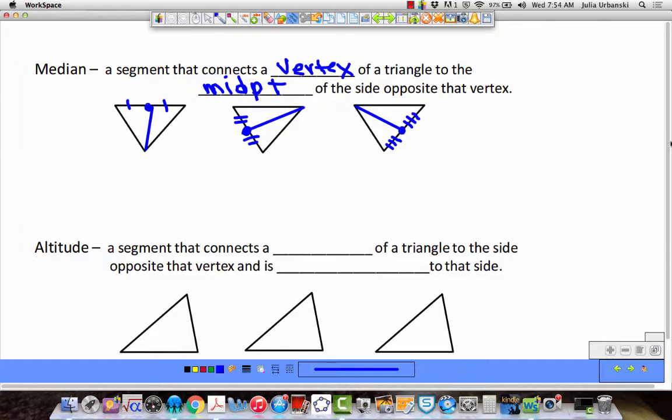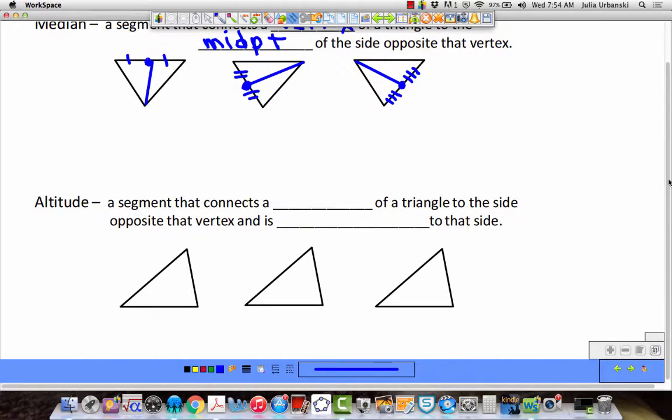And the last one, altitude. Altitude doesn't cut anything in half. Altitude just goes straight down. Think of it like a mountain. You know how they say the altitude of mountains? They're not measuring how much it takes to climb up the mountain. They're measuring how high the mountain is from the ground. So you go from one corner and you go straight down at a right angle. So from here to here. I'll put the words in, I'm sorry. That's what an altitude looks like though right there. Sometimes referred to as the height, but we're using the word altitude.